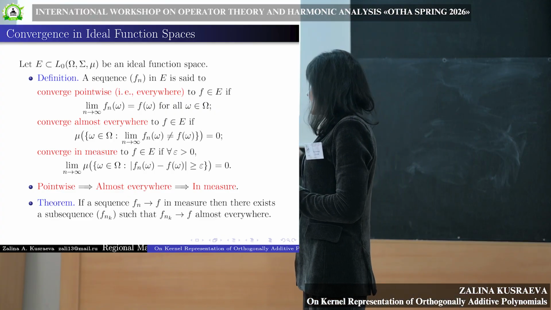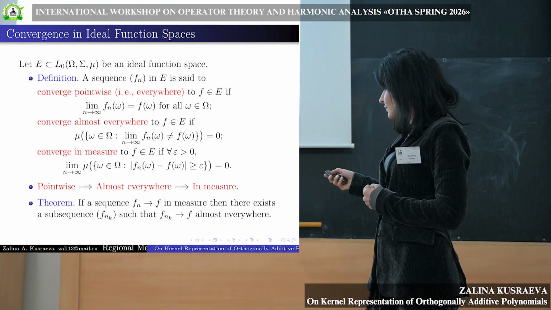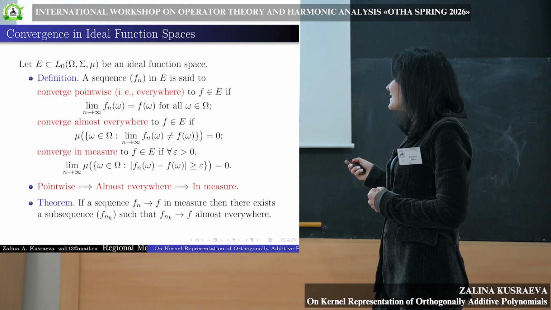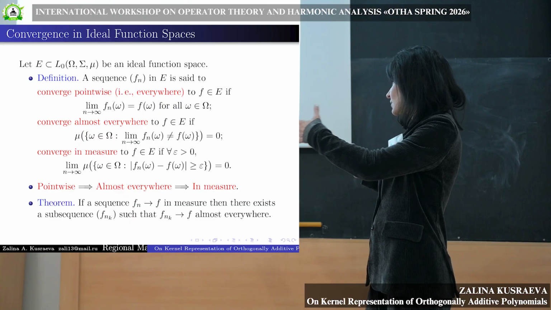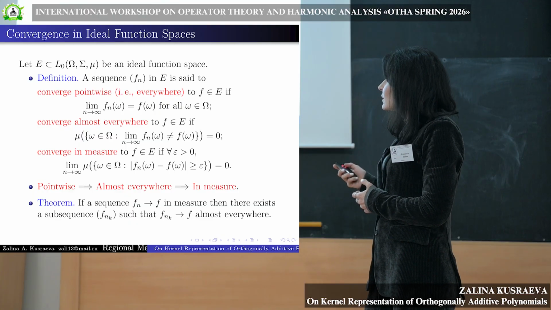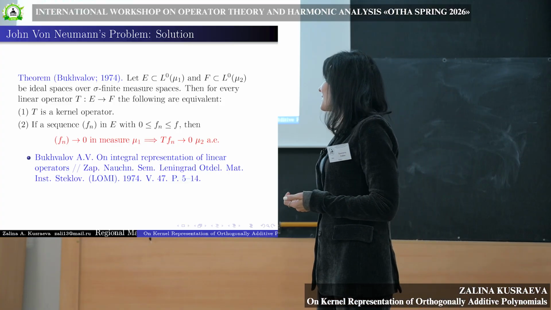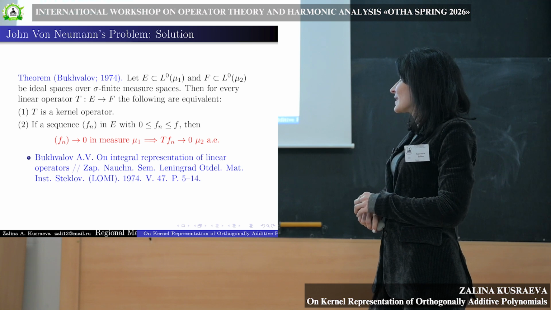So obviously we can say that from convergence almost everywhere we have convergence in measure, but the converse is not true. And the theorem, Bukhvalov's theorem, gives us something like a converse of this statement.